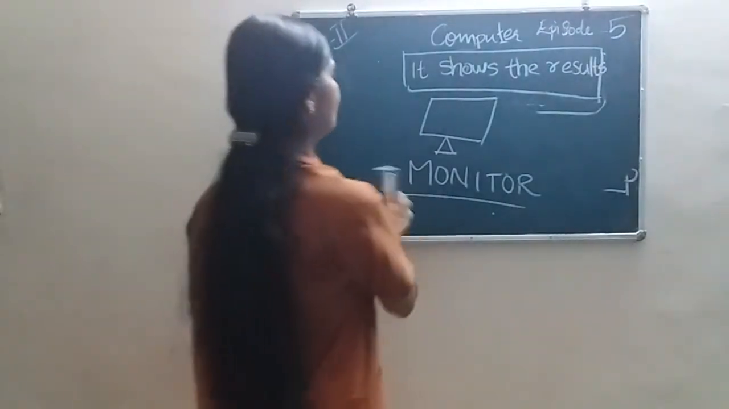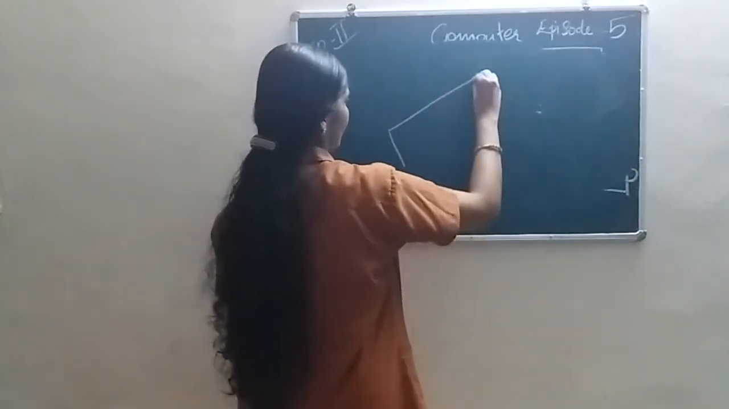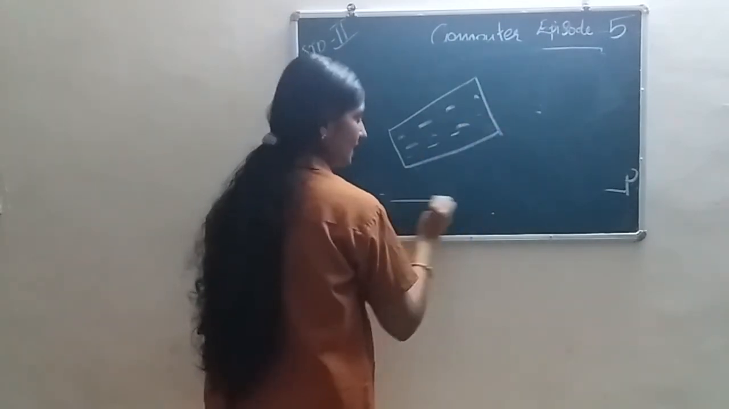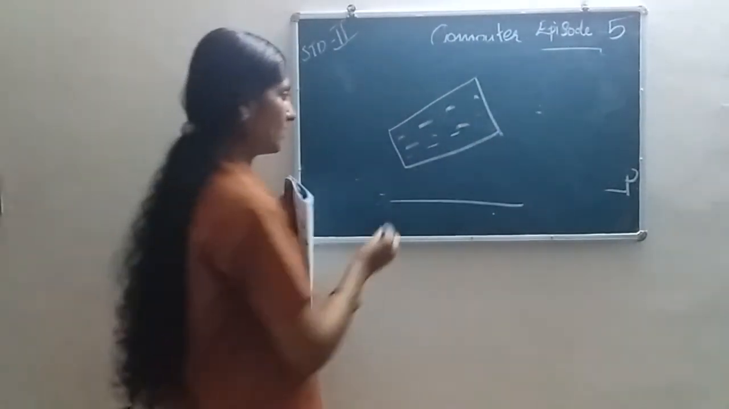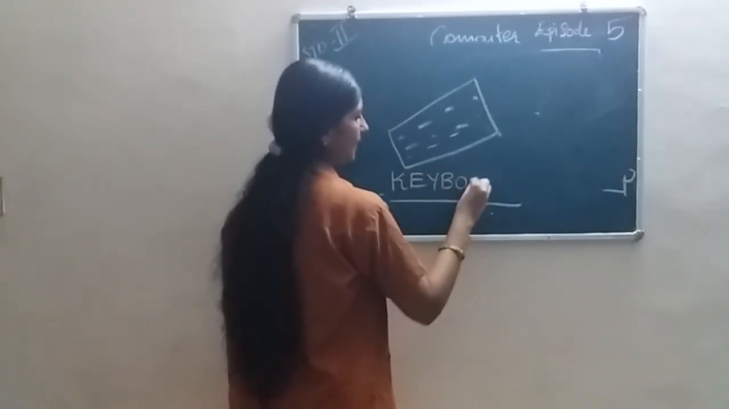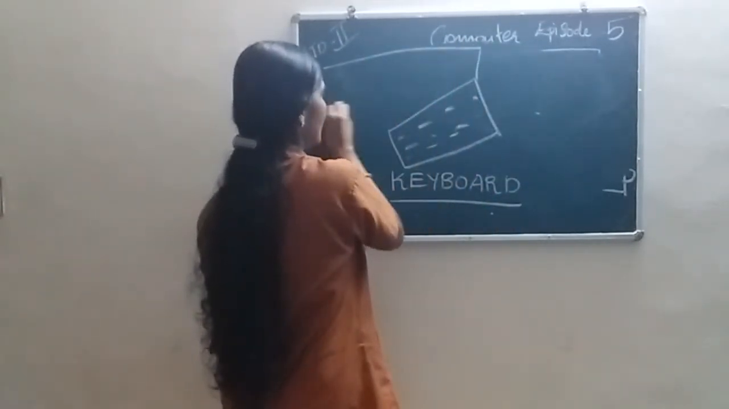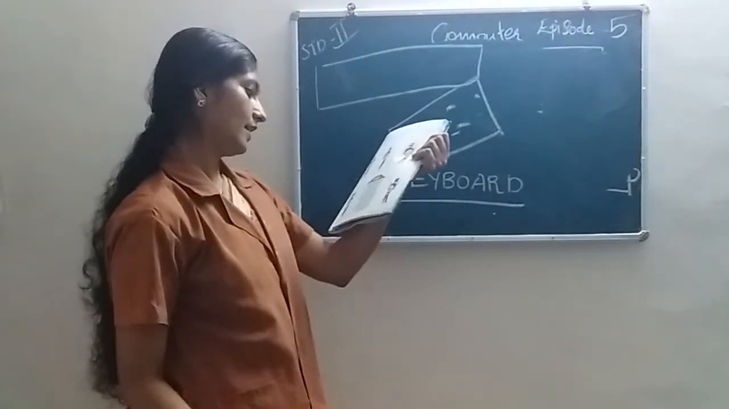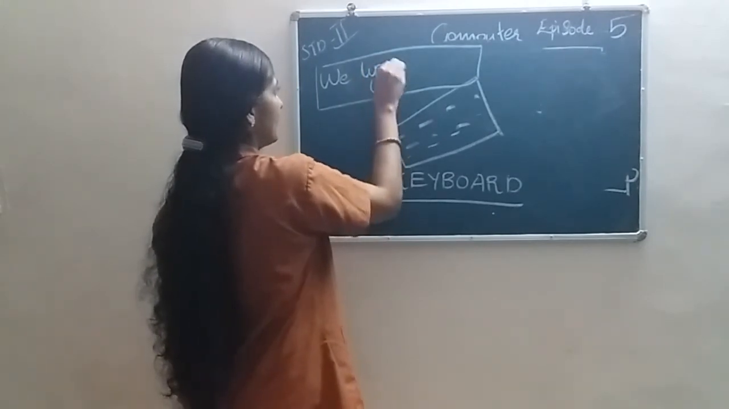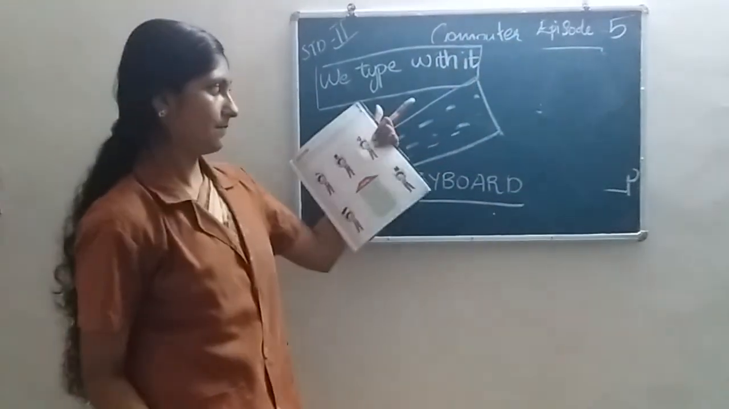Then another one, here is this one, keyboard. So what is the spelling of keyboard? Keyboard. Then in the text box, you can write, we type with it. Okay.